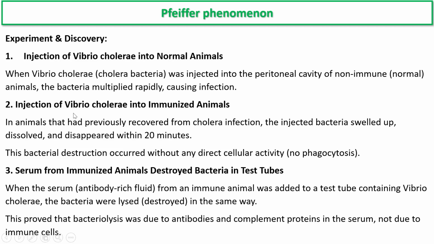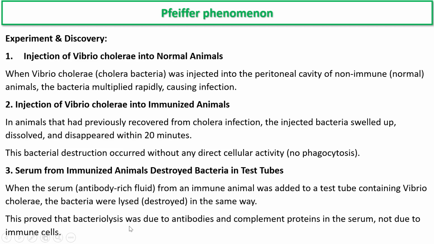So he injected this into the immunized animals, and the bacteria disappeared within 20 minutes. Then in the third case, he took the serum from immunized animals and destroyed bacteria in test tubes. When the serum, that is the antibody-rich fluid from the immune animal, was added to a test tube containing Vibrio cholerae, the bacteria were lysed, that is destroyed, in the same way. This proved that bacteriolysis was due to the antibodies and complement proteins in the serum, not due to the immune cells.